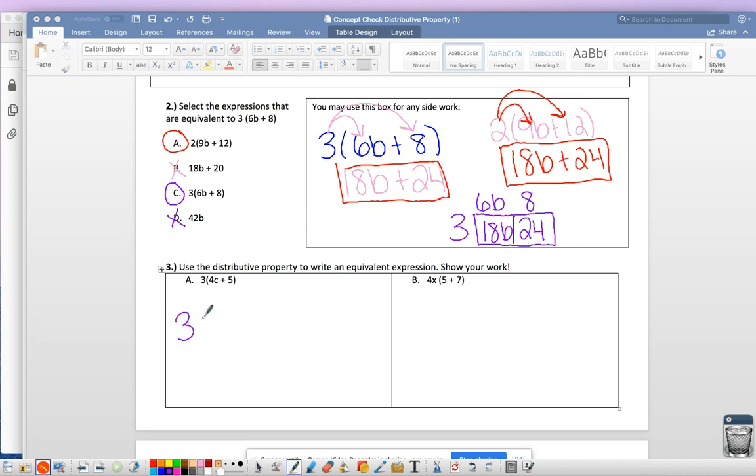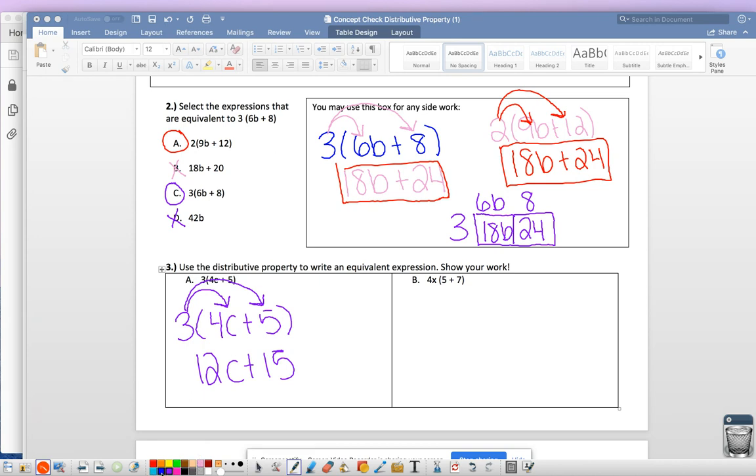So either you're using the arrows, so I would rewrite it, and I would show the 3 going to the 2 numbers inside the parentheses. So 3 groups of 4c is going to be 12c. 3 groups of 5 is going to be 15. And there's my answer. There is no c with the 15 because it's just 3 groups of 5. There is a c with the 12 because it's 3 groups of 4c.